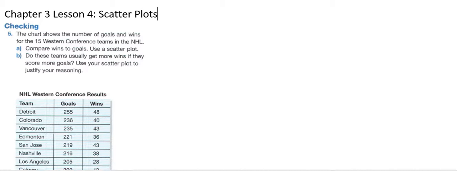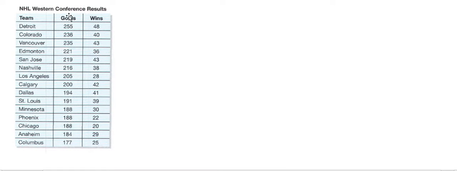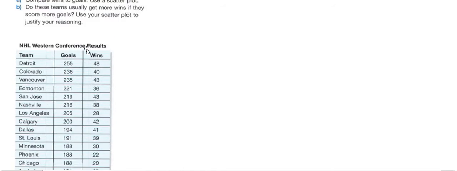Mr. Capozzi here, and today we're looking at Math Chapter 3, Lesson 4, Scatterplots. Here we have a question from Lesson 4. The chart shows a number of goals and wins for the 15 Western Conference teams in the NHL. A. Compare wins to goals and use a scatterplot. Here we have wins for each team and goals in this chart here.